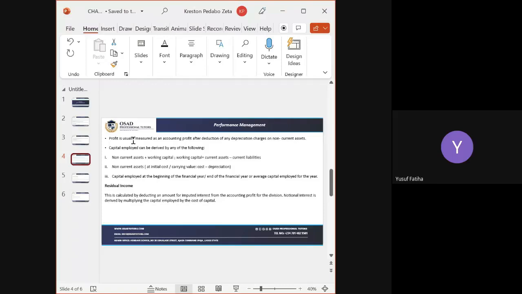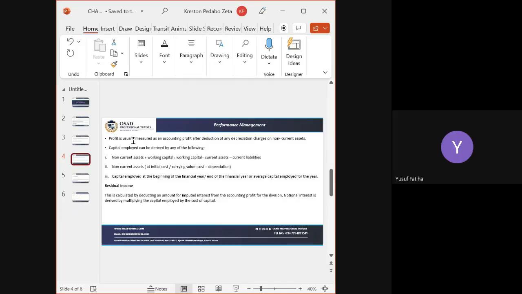So the next one we have is capital employed at the beginning of the financial year, or end of the financial year, or average capital employed for the year. Like I said, it depends on the information you've been given. Imagine you've been asked to calculate the return on investment for the whole division.